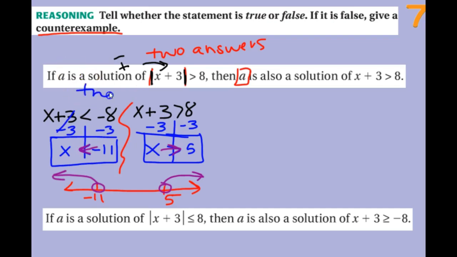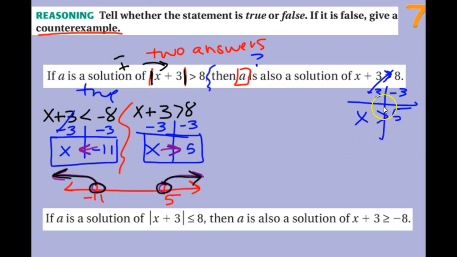This is true. But now they're asking us to tell, well, is this also true? The second part is like a, are we sure? Is A also a solution of x plus 3 is greater than 8? So let's solve this. Subtract 3. X would be greater than 5. Well, here's what they said was true. X, or A, or whatever, has to be less than negative 11 or greater than 5. Well, this one they also got greater than 5.